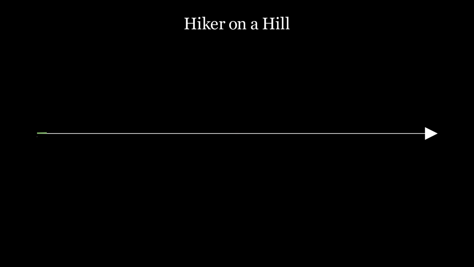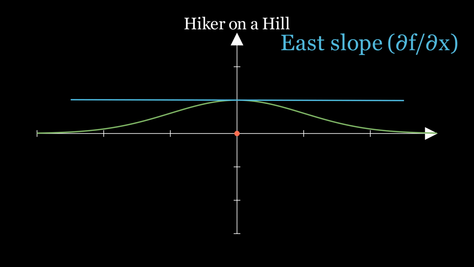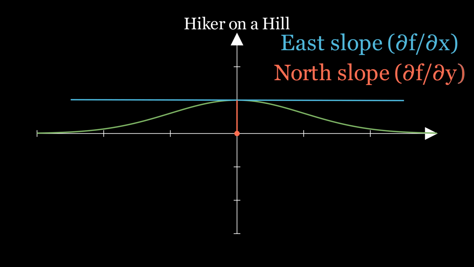Let's understand this with a real-world analogy of a hiker on a hill. Imagine a hiker standing on a hillside. The steepness depends on which direction they face. Facing east, the slope might be gentle. This is like a small partial derivative with respect to x. Facing north, the slope might be steeper. This is like a larger partial derivative with respect to y. The hiker's experience changes based on direction, just like partial derivatives measure slope in specific directions.